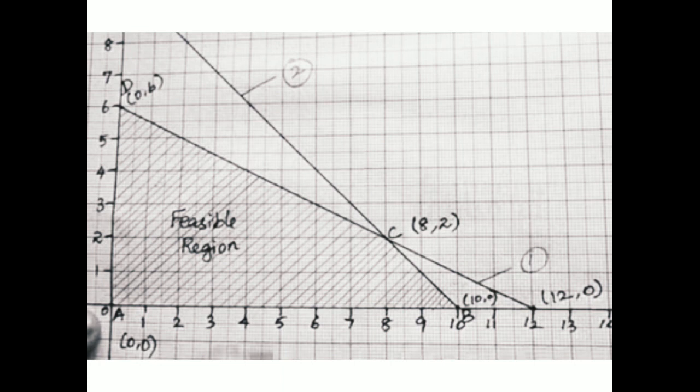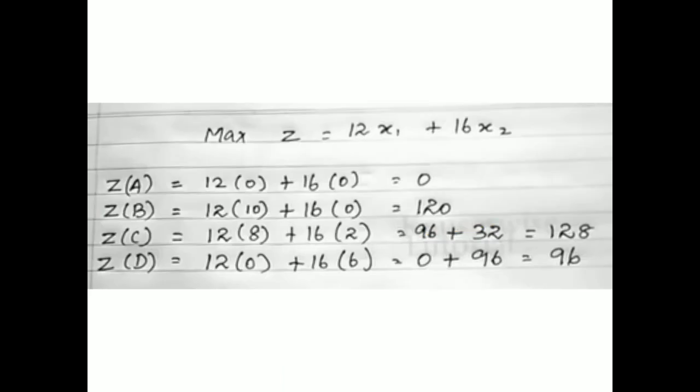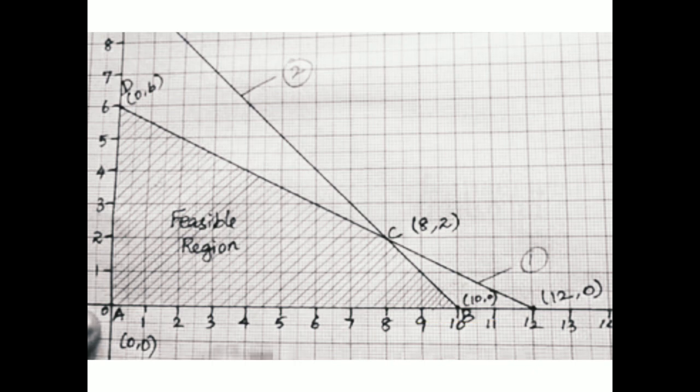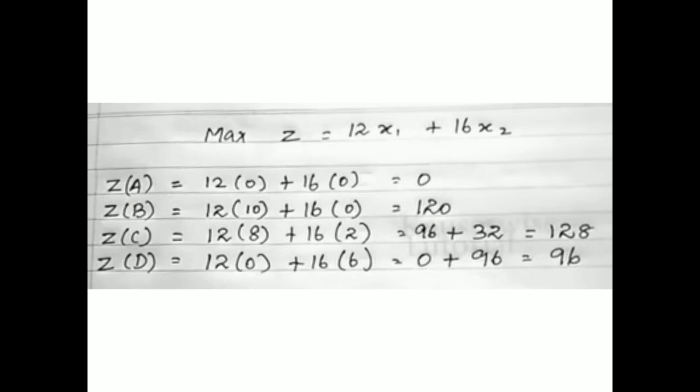Next I take the next corner point, B. B refers to the point (10, 0). So I substituted x1 = 10 and x2 = 0 in the objective function, and the value came out to be 120.